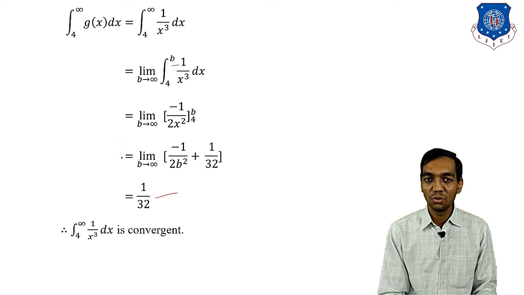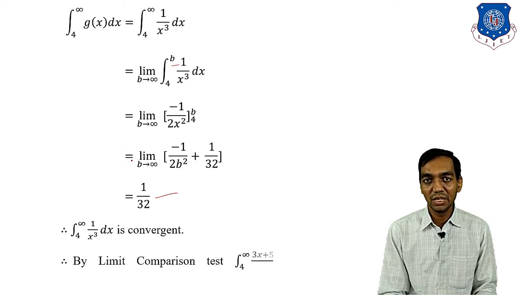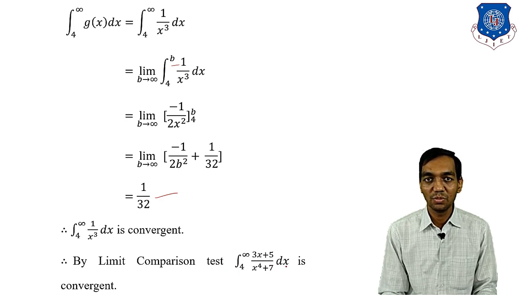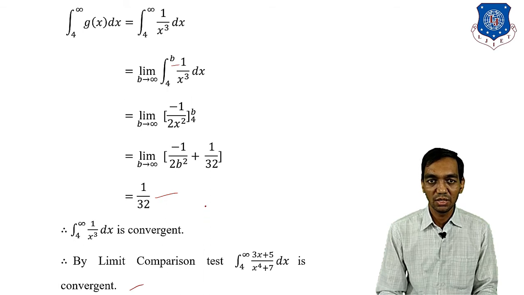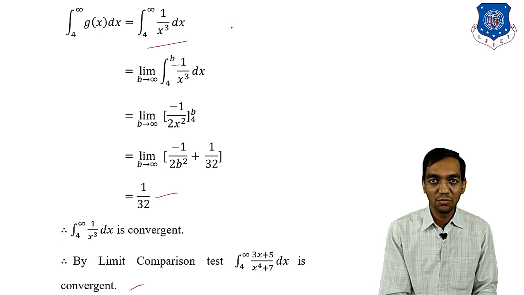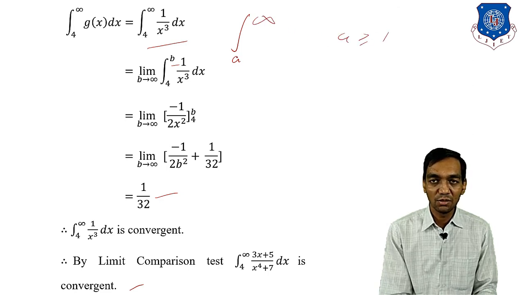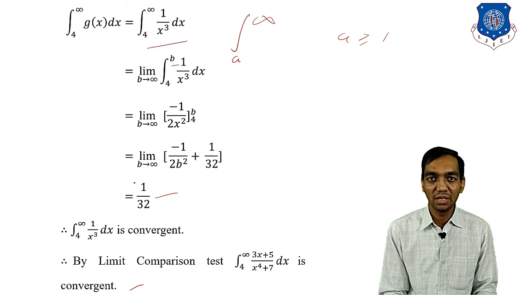That's why your original integration, by the limit comparison form, the integration from 4 to infinity of (3x plus 5) upon (x raised to 4 plus 7) dx is also going to be convergent by the limit comparison test. Okay. Instead of this, you can directly apply the p integral, because see, instead of 1 to infinity, you can write from a to infinity where a is greater than or equal to 1. Then also the p integral is applicable.